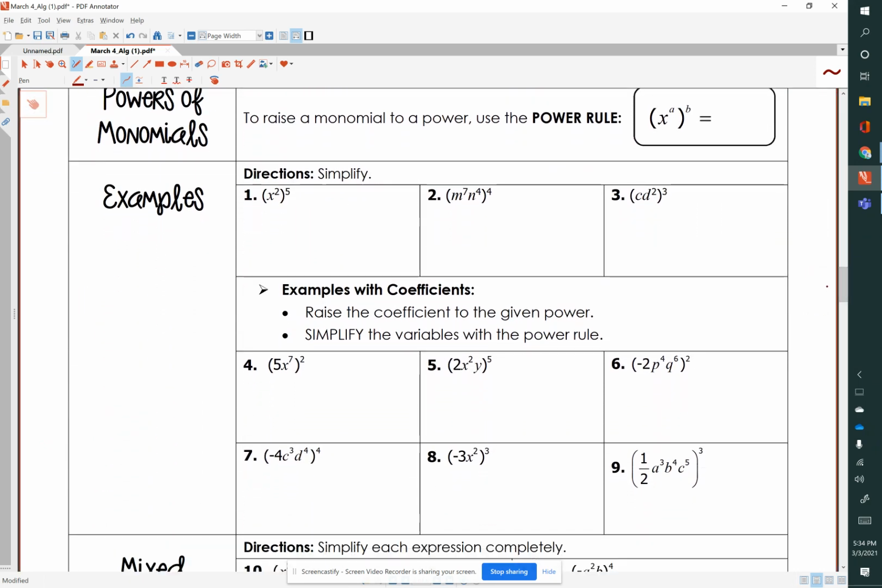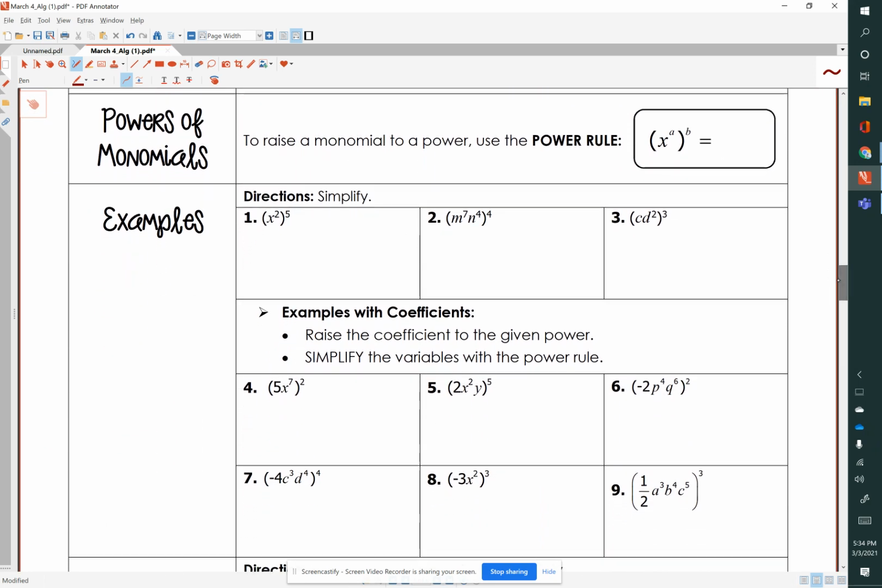So powers of monomials. This is the power rule. To raise a monomial to a power, we use the power rule, which states that when we have x raised to the a power, and then we multiply that by the b power, what we have is x to the a times b power. And let's look at how that works. So we have x to the second raised to the 5th power. So that would be x to the second times 5, which would be x to the 10th power.